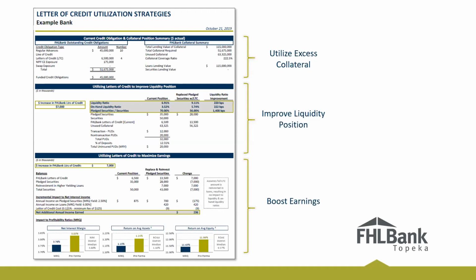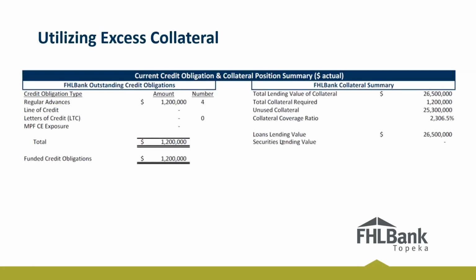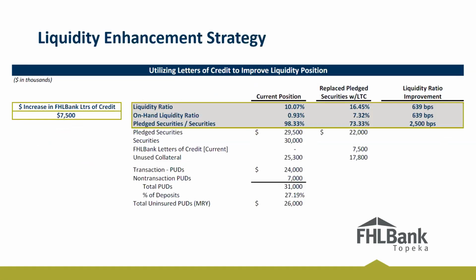We've broken down the analysis into 3 sections, so let's take a look at each. The first one just covers the general collateral capacity that you have, and then here we get into liquidity enhancement. Now, in pre-pandemic, this was huge, and our letters of credit usage skyrocketed to free up those securities and allow members to expand the type of securities they were purchasing.